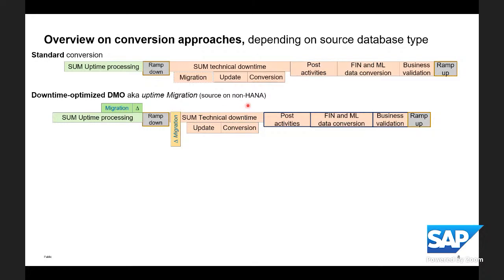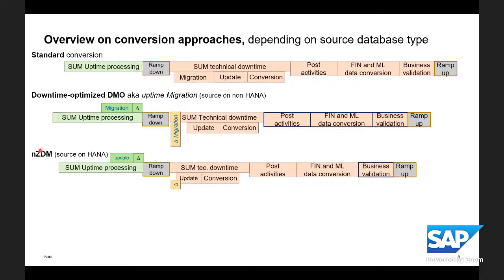Again, only if the source is not yet HANA. But if the source is already on HANA, so ECC on HANA, sometimes referred to as Suite on HANA, then there is another approach that is called near zero downtime maintenance, only for source on HANA database. For this approach in general, we can say the activities of the software update manager are anyhow only two, as there is no migration case. The other activities are the same.